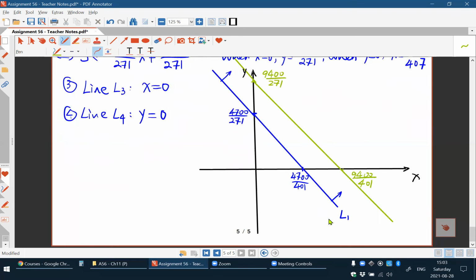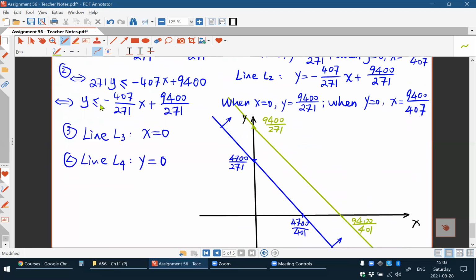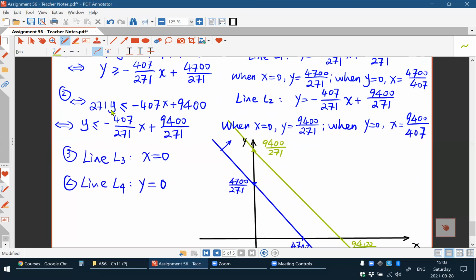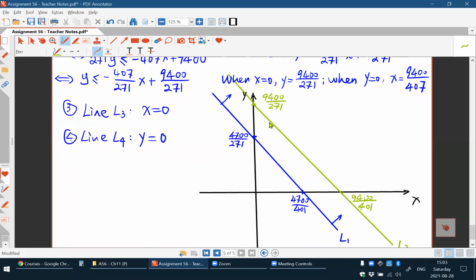Okay. Again, my drawing is not necessarily to scale. So as long as you ensure each element is in its right position, you'll be fine, okay? This is L2. And the inequality states that y should be less than or equal to, which means the corresponding region is under this line, right? Okay. So anything else?